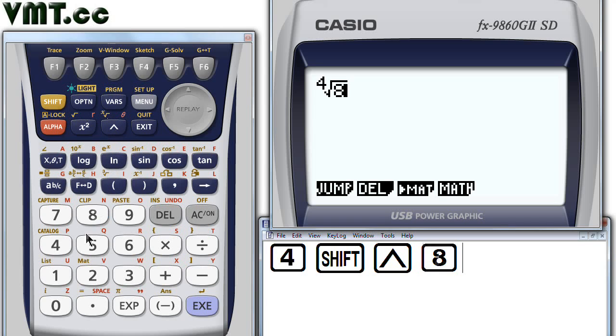Type in 81, and execute. Our answer is 3.